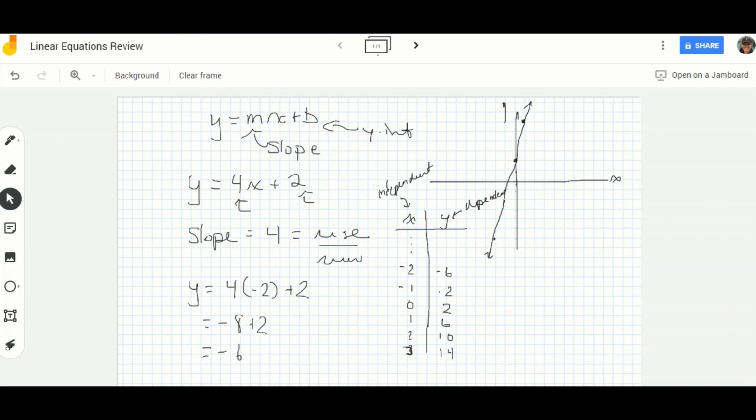So just to review, we can represent a line or a linear equation by the equation itself. We can also represent it in a graph, and we can represent it in a table. In the next section, I'm going to explain to you how this relates to geometry.